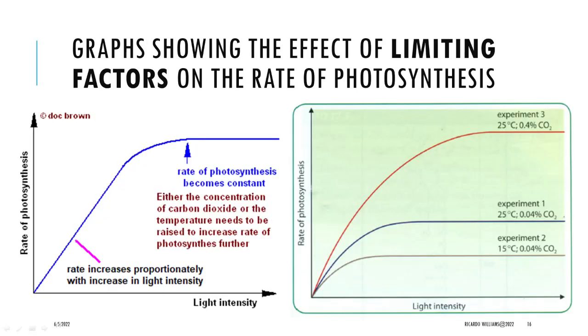Let's look at two graphs. When you go to CXC questions, these are some of the graphs that they can put to you. Now, at first, you see this graph, you say, what is going on here?